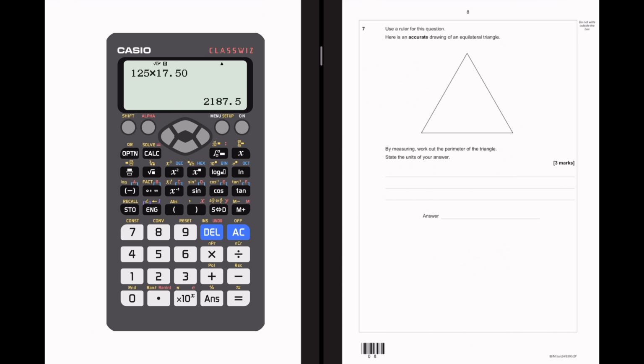Question 7 says use a ruler for this question. Here is an accurate drawing of an equilateral triangle. By measuring, work out the perimeter of the triangle. I don't actually have a ruler on the iPad, but if we were to measure this, it is equal to 74 millimeters, and it's an equilateral triangle, so that means that all of the sides are the same. So if we do 74 multiplied by 3, this is equal to 222 millimeters.